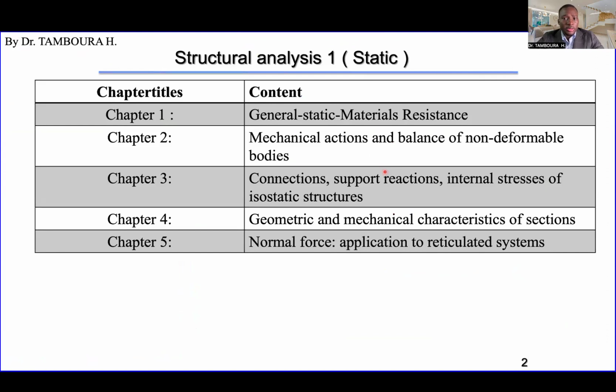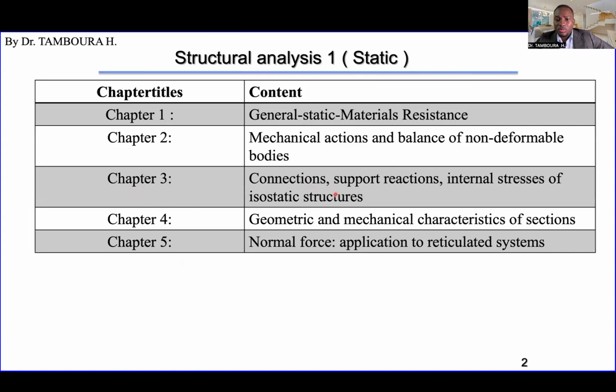Here is the content of this first part of this program. Okay, so we will do 5 chapters. The first chapter, the one we will start today, is about just general things, static, and about material resistance. The second chapter, chapter number 2, will be about mechanical actions and balance of non-deformable structures, bodies. So mechanical action include forces, moment. Okay.